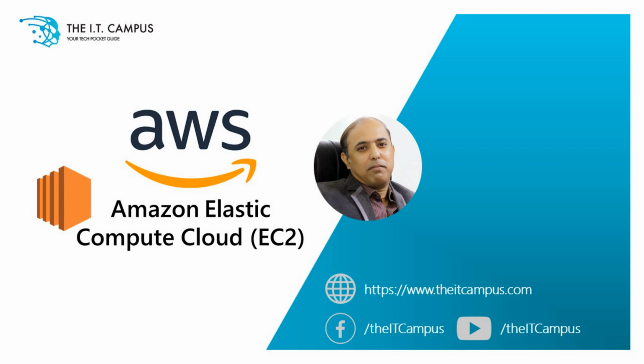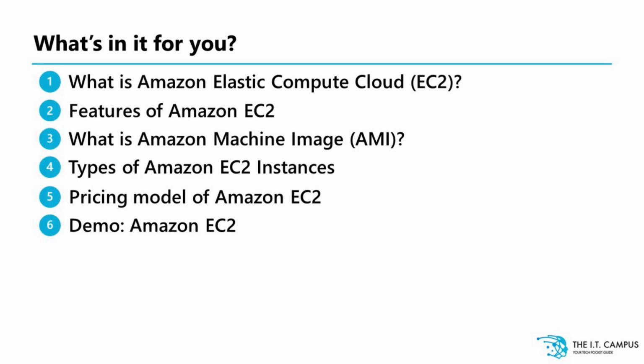Today in this video we will talk about Amazon Elastic Compute Cloud, EC2. Let's deep dive into the topic we're going to discuss here. In this video we will talk about what Amazon Elastic Compute Cloud EC2 is and the features of Amazon EC2, what an Amazon Machine Image (AMI) is, how many types of Amazon EC2 instances are available, and what the pricing model of Amazon EC2 is. In the last part, we will do a demo of AWS EC2.